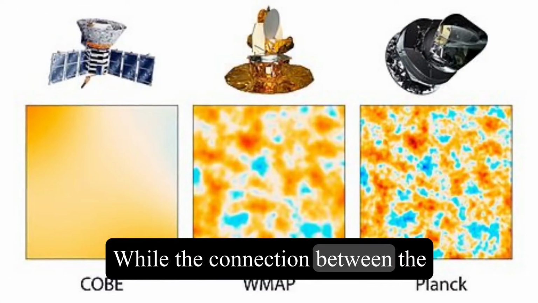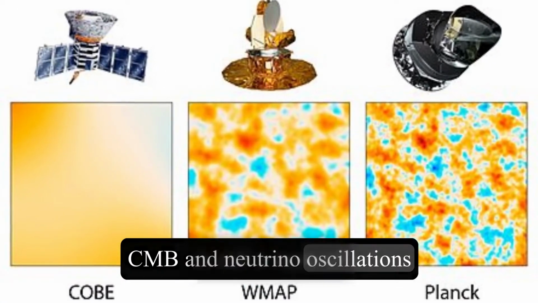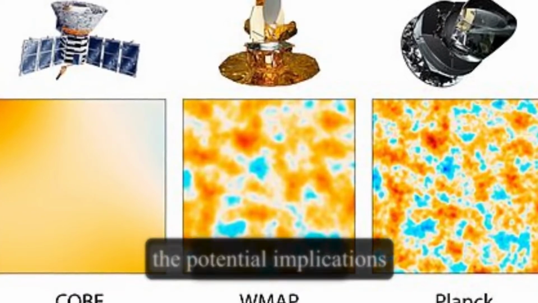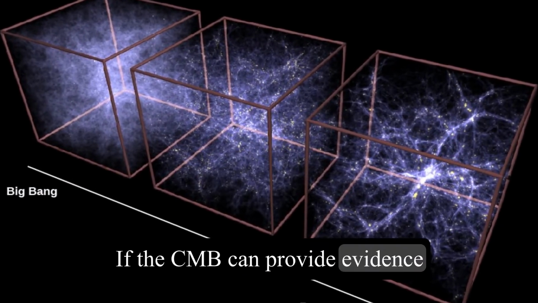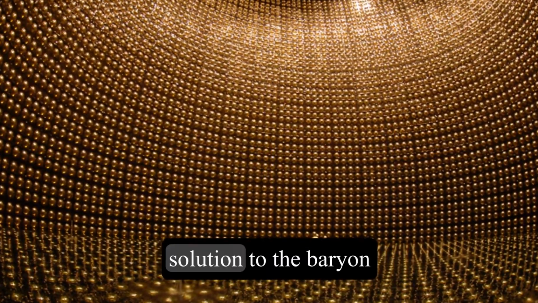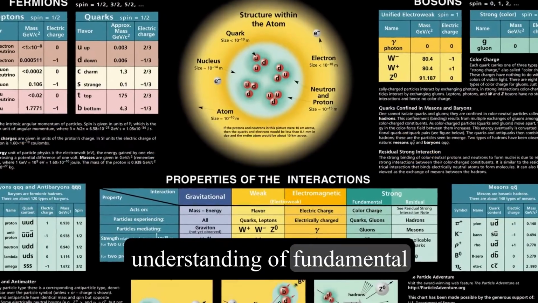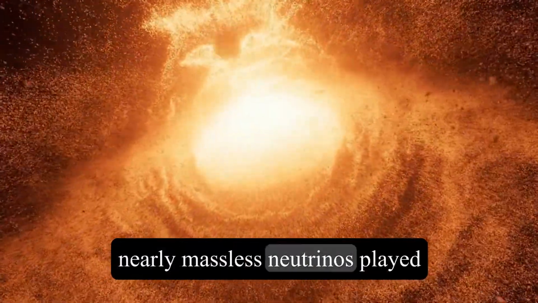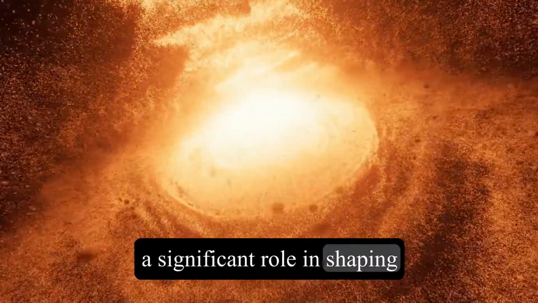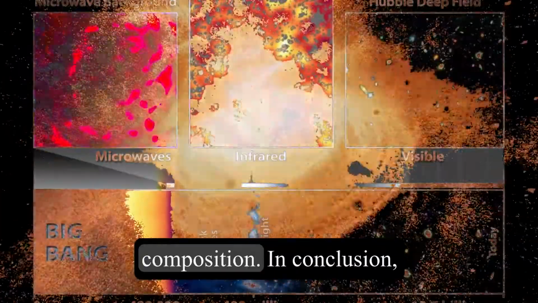While the connection between the CMB and neutrino oscillations is still a topic of active research, the potential implications are exciting. If the CMB can provide evidence for neutrino oscillation as a solution to the baryon asymmetry problem, it could revolutionize our understanding of fundamental physics. It would mean that the tiny, nearly massless neutrinos played a significant role in shaping the universe's structure and composition.